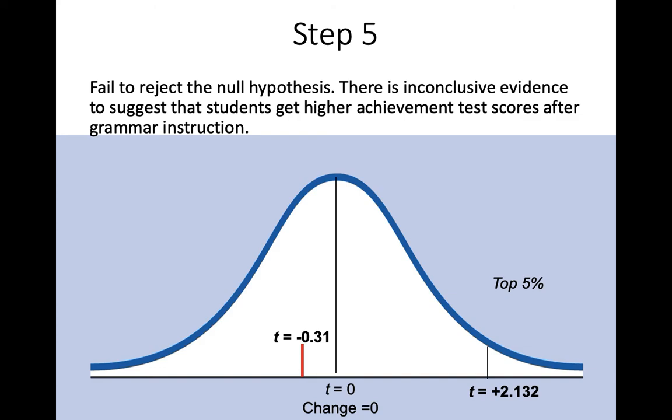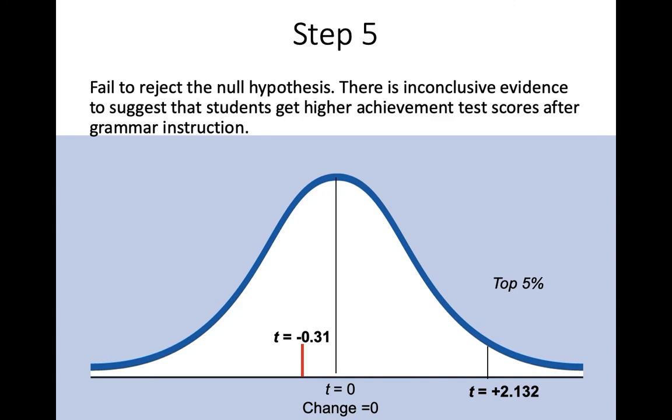Okay, and so in language that somebody that is not familiar with statistics could understand, there is inconclusive evidence to suggest that students get higher achievement test scores after grammar instruction. So based on this study that we did with 5 people, we would have to say that there's inconclusive evidence that the instruction works. We want to stop short of saying like, well, it's definitely true that the instruction doesn't work. I mean, the instruction could work, and if we had a larger sample, maybe that's what we would find.